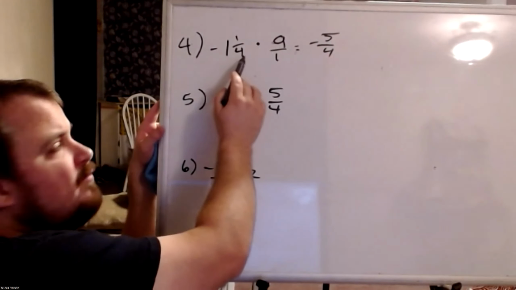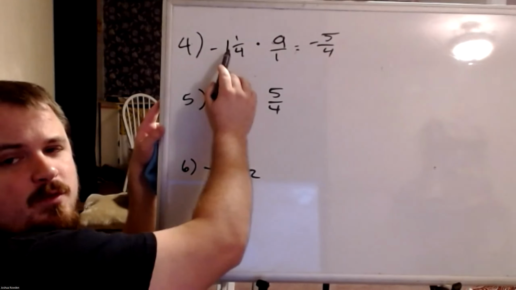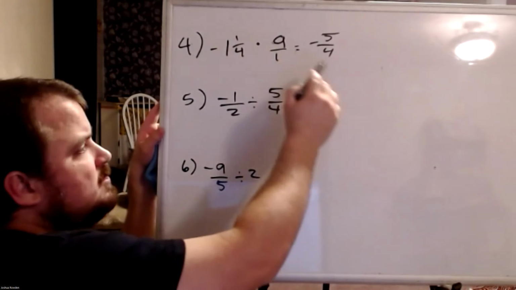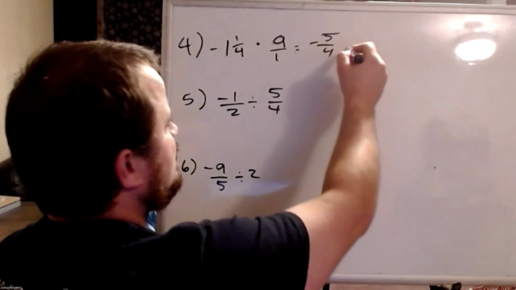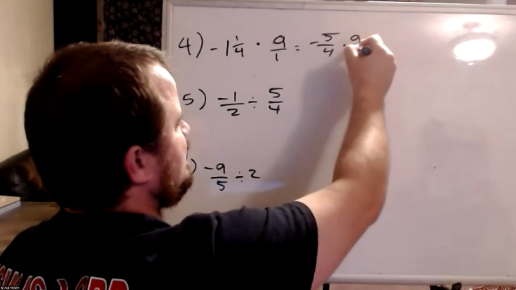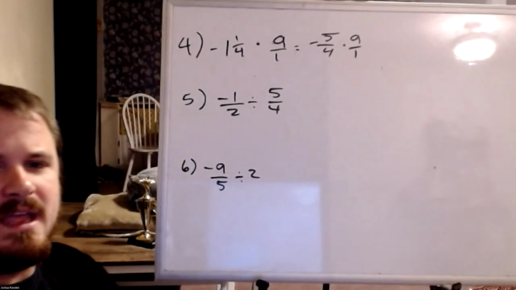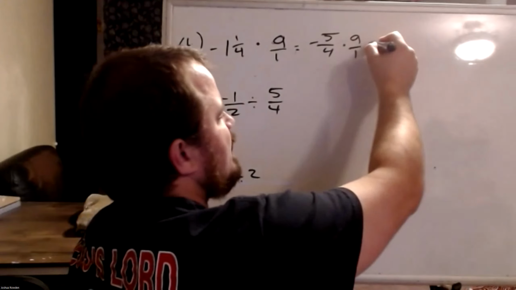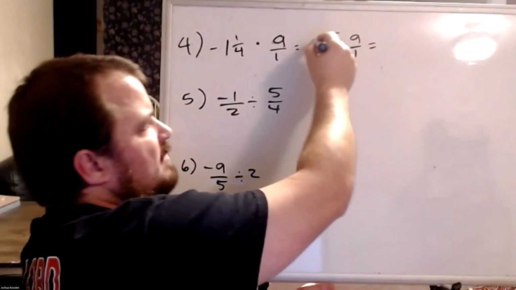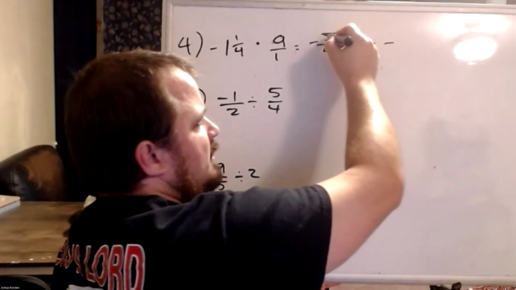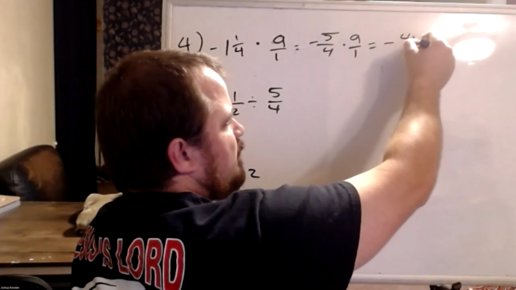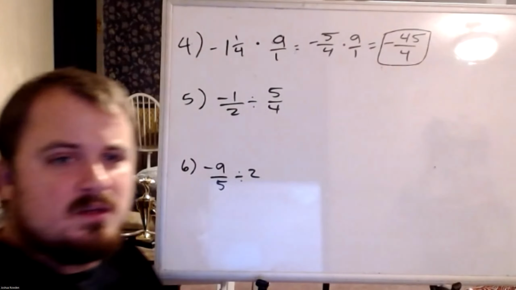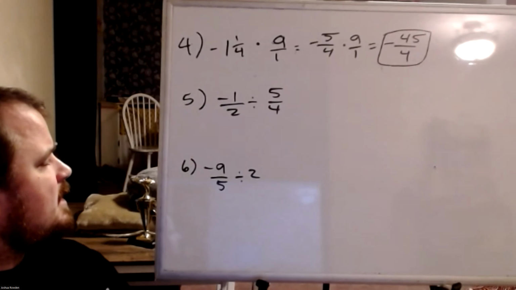Okay, so again, 4 times 1 is 4, and then 4 plus 1 is 5. So we have -5/4 times 9/1. And is there anything that can be reduced? Doesn't look like it. So a negative times a positive is just negative, and 5 times 9 is -45/4. And that's it. Okay, next one.